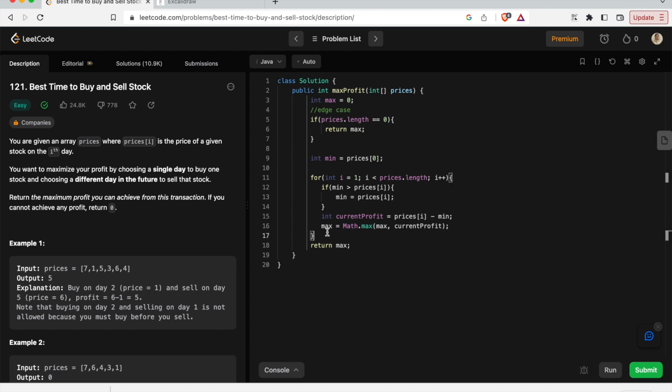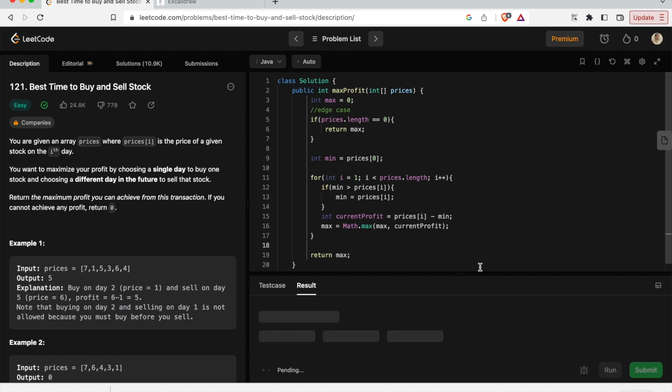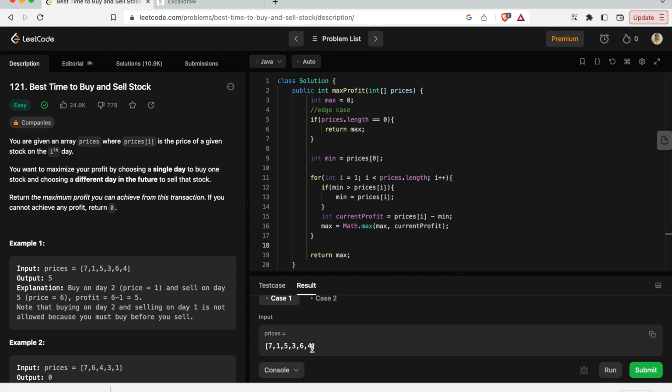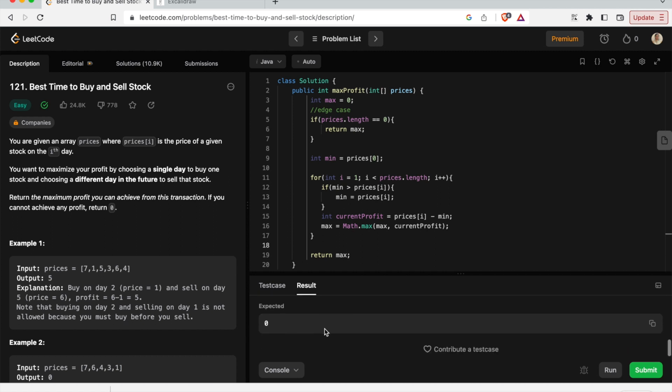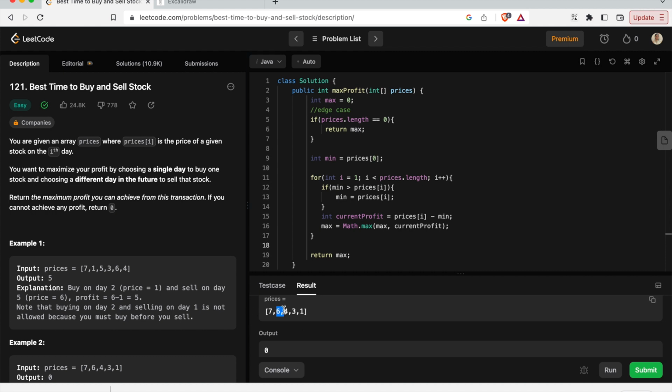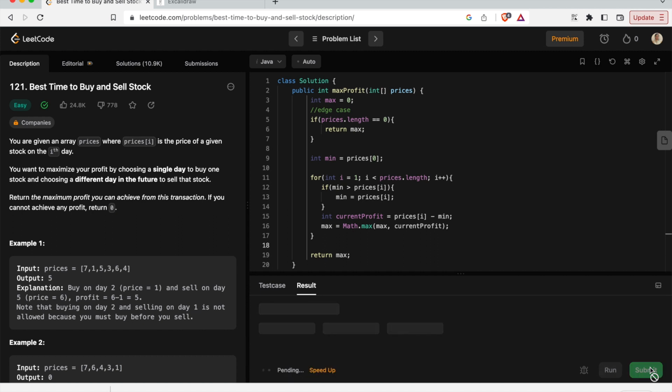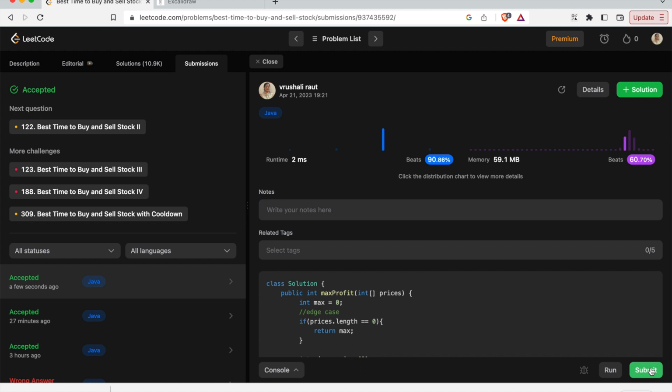I think that's it. So let's run this program. Case 1 is what we have taken as an example and we got the expected output. Case 2 is also the same because there is no element in the future where you can achieve a profit. Let's submit the problem statement and see. Yes, it runs. So thank you. That's it, folks.